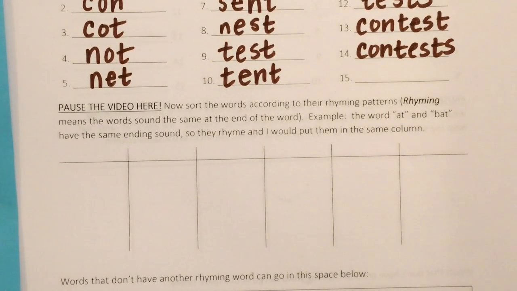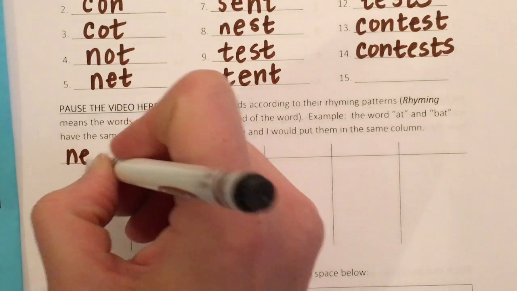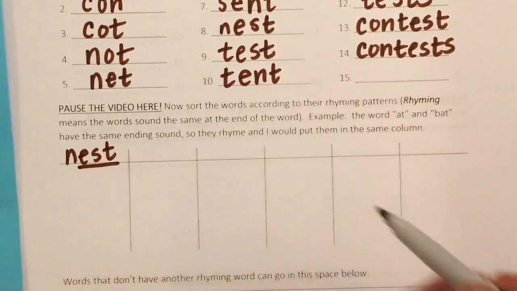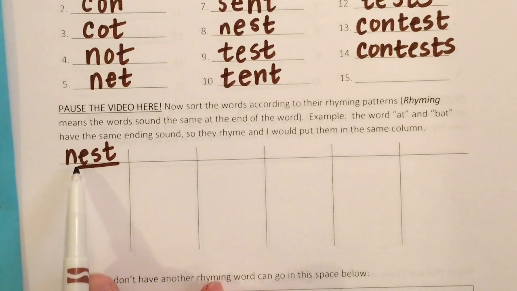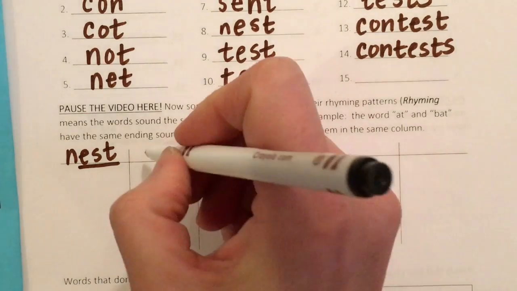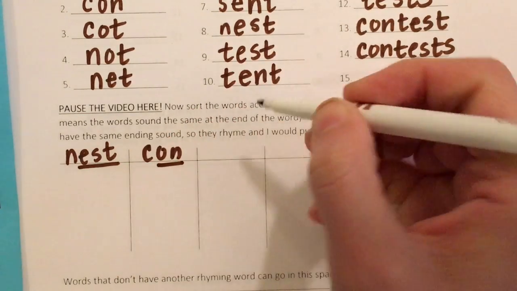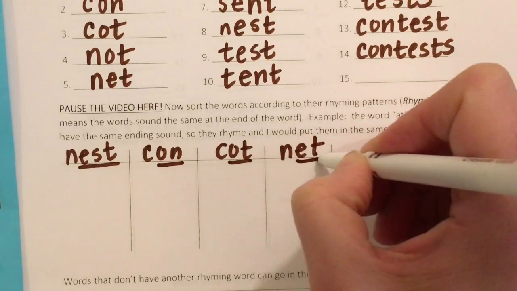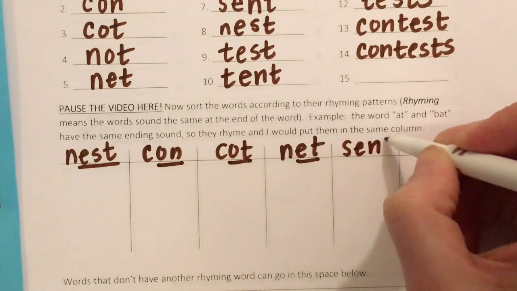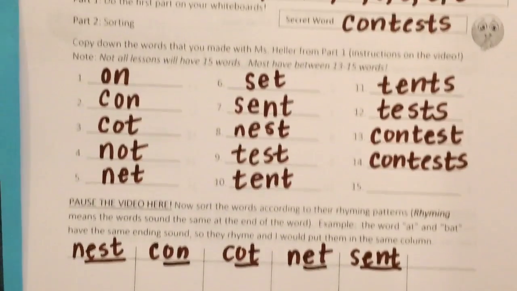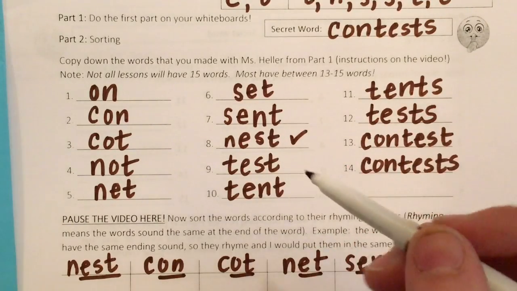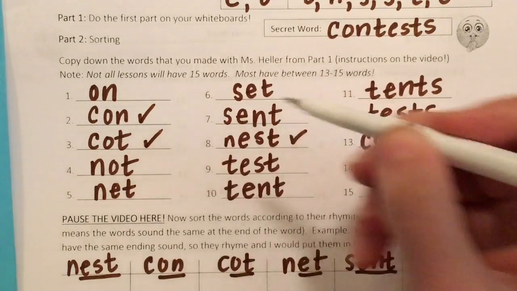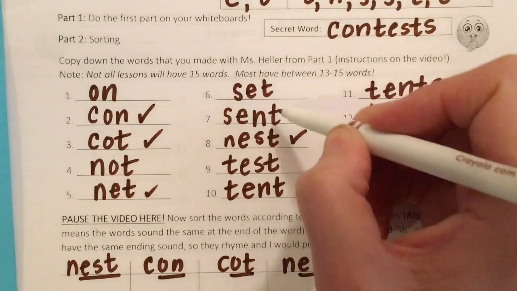All right, now we're getting down to the part where you need to sort. Before you pause, I'm going to get the column set up for you so you know exactly which set of words you should be sorting. The first column will be the word nest. You're looking for any word that rhymes with nest. Remember, to rhyme, it needs to be the same from the vowel through the end of the word. Then we have con, cot, net, and scent. All right. Again, we had nest, con, cot, net, and scent.